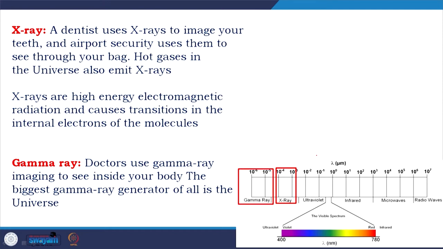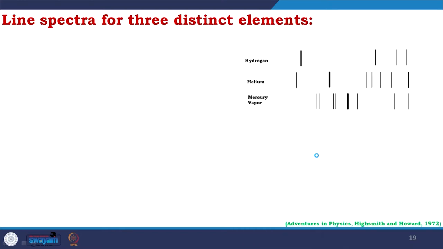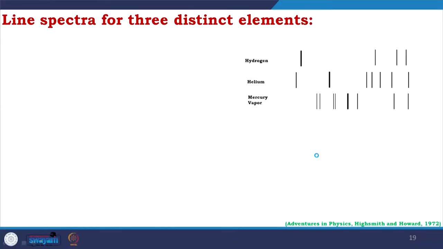So, this is the gamma ray range. So, we are coming back. We have seen that spectra, and that was the starting of our conceptualization of spectroscopy. We assume that looking at those spectra, we could differentiate hydrogen, helium and mercury.